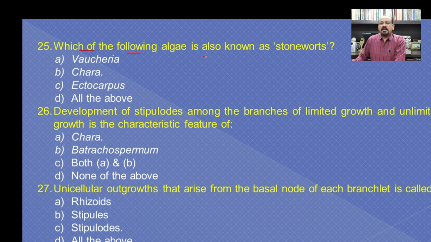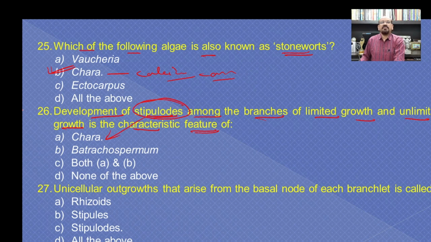Then which of the following algae is also known as the stoneworts, as there is a calcium carbonate deposition on the cell wall of the Chara, it is also known as the stoneworts, and hence B will be the correct answer. Then development of stipules among the branches of limited growth and unlimited growth is a characteristic feature of. The branches of limited growth and unlimited growth are found in Chara as well as the Batrachospermum, but the presence of stipuloids is only the characteristic feature of the Chara and not the Batrachospermum, and hence A will be the correct answer for this question.